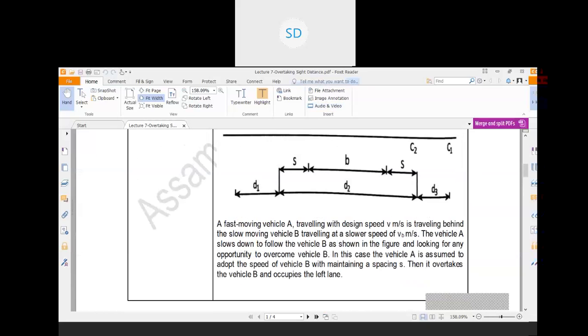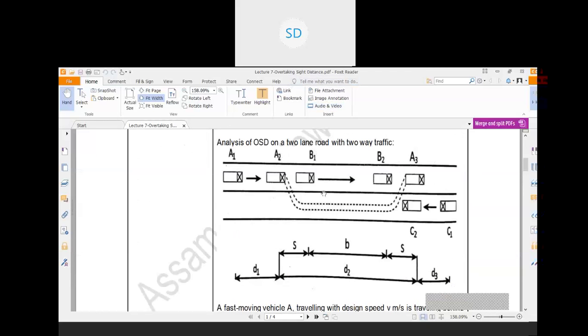Now, from A2 to A3, we need to break up this total distance and find out the total distance D2. So we can write that D2 equals B plus 2S. Now we need to find what is B and what is 2S. Consider the total overtaking operation from position A2 to A3. The total overtaking operation takes place within a time of capital T seconds. Just consider that capital T seconds is required for this overtaking operation.